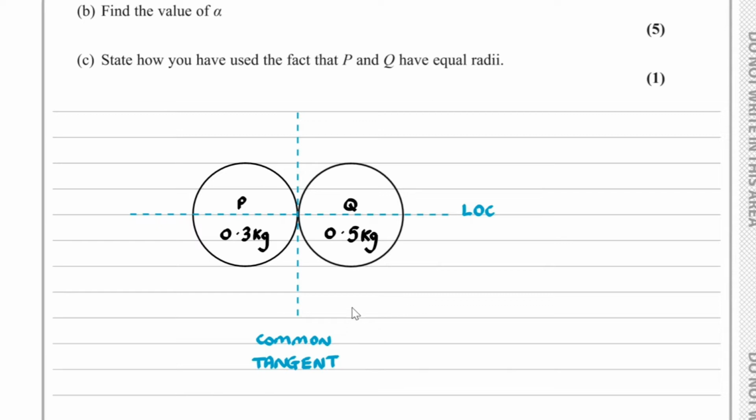So here is a diagram of everything we know so far. We've got P with mass 0.3 kilograms and Q with mass 0.5 kilograms. The line of centers is parallel to i, and we've got this common tangent when they collide. Let's now add on the velocities.